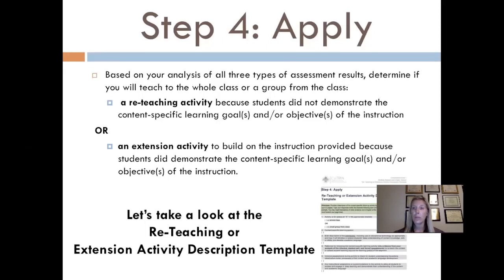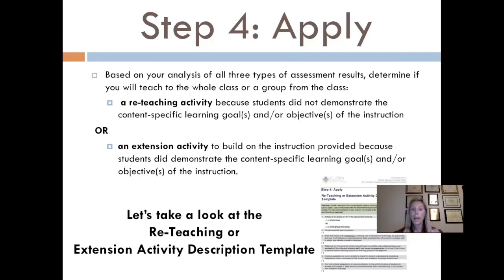So you have to decide what direction you want to go. Do you want to do a small group reteaching activity based on the assessment results, or are you going to do an extension activity with the students who got it and are ready to move on, right? The extension activity may not be for the whole class because more than likely there's going to be a small cluster of students who didn't get it and weren't ready yet. So you still need to reteach to them before they're ready to move on. So you need to determine if you're doing the reteach or an extension activity.